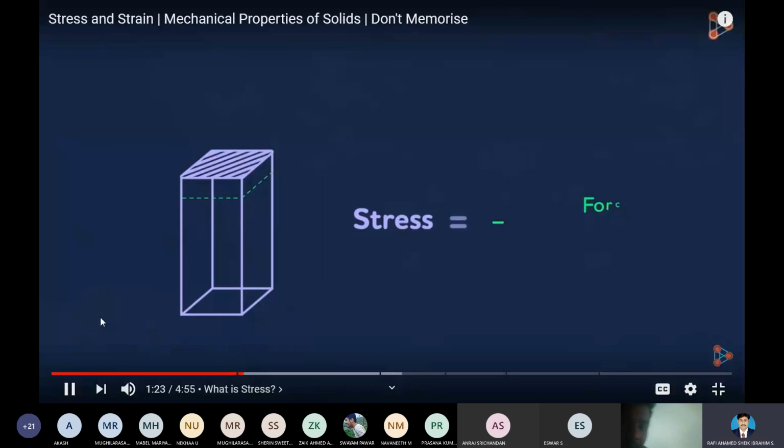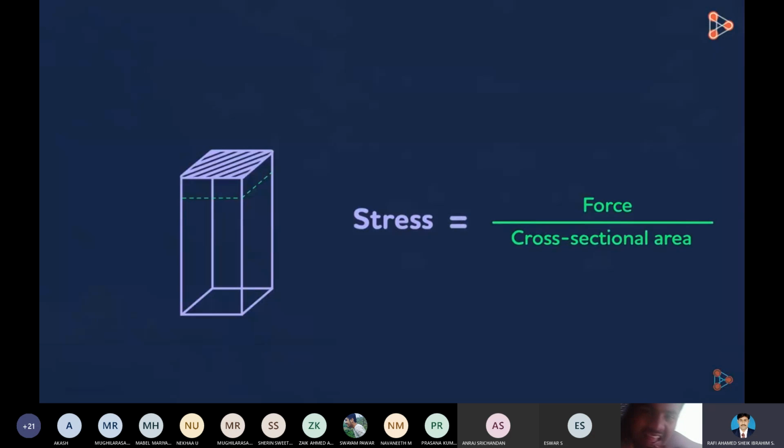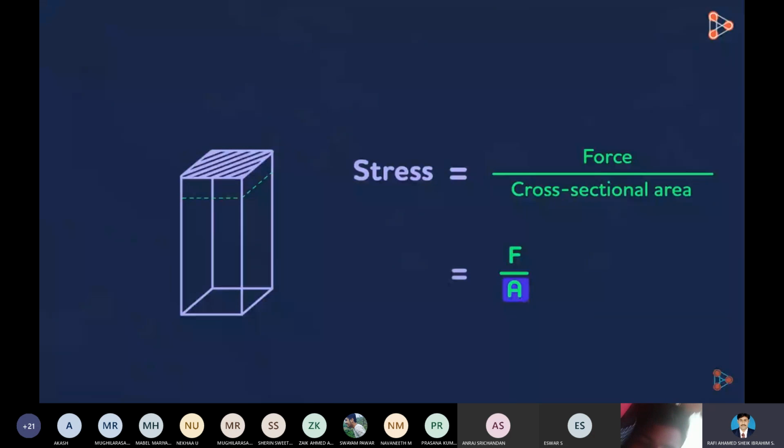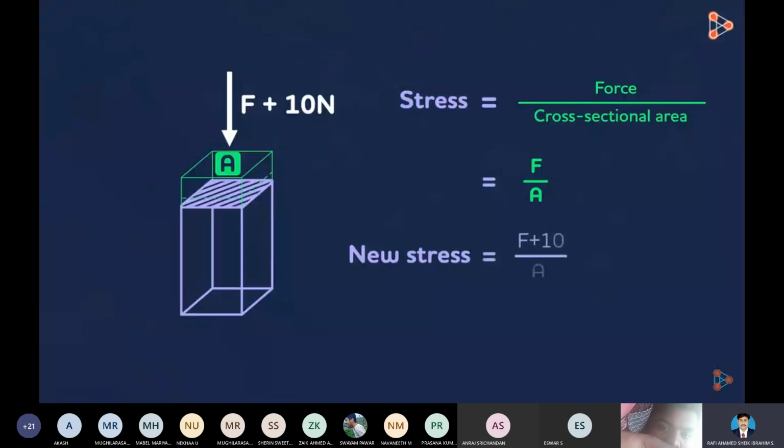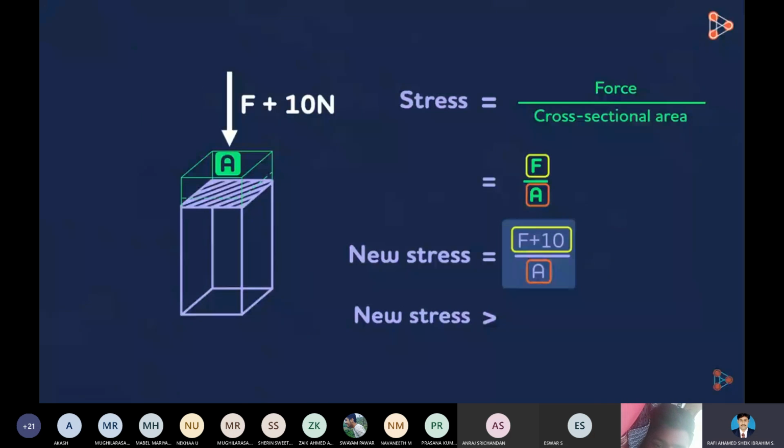Mathematically, stress is defined as force per unit cross-sectional area. So it is F over A, where A is this cross-sectional area. What if I increase the force from F Newton to say F plus 10 Newton on this area A? Intuitively, we know that if we push it with a greater force from above, then the beam will experience more stress. Mathematically, this new stress will be F plus 10 over A. The numerator increased and the denominator remained the same. It means that this ratio is greater than this one. So if we increase the force, the stress will also increase.